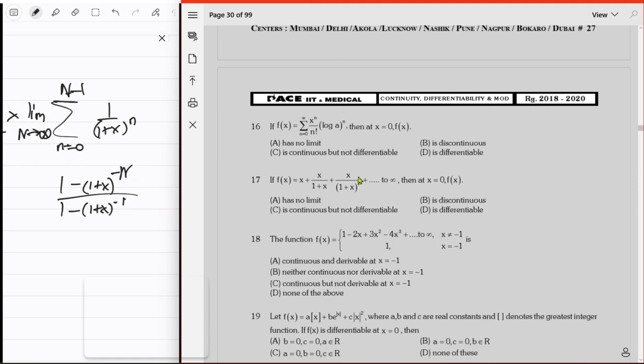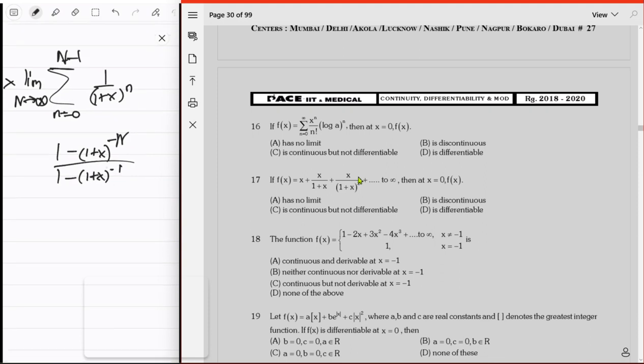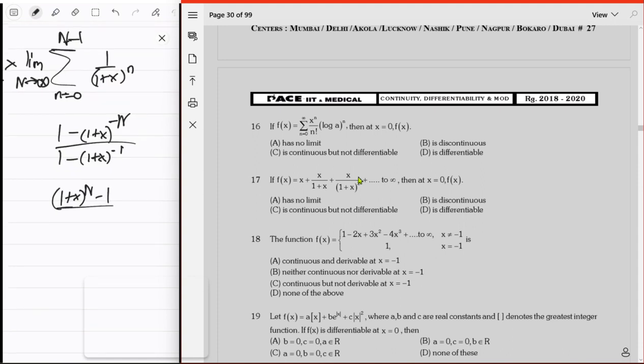That should be it. So this is like (1 plus x) to the power capital N minus 1 upon, so that's just (1 plus x) to the power n going over there. It's (1 plus x) to the power n minus 1, and then take one of these inside, so it's just 1 plus x and then you have minus 1, so it's just this thing.